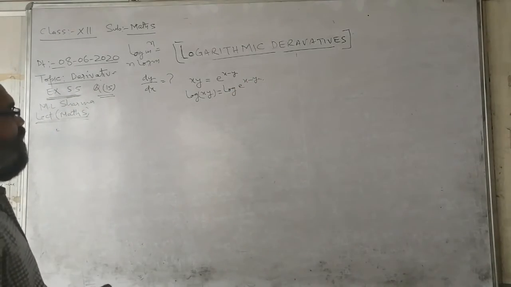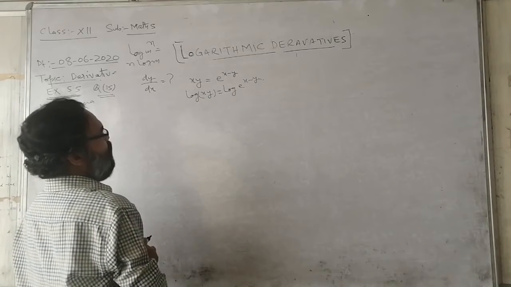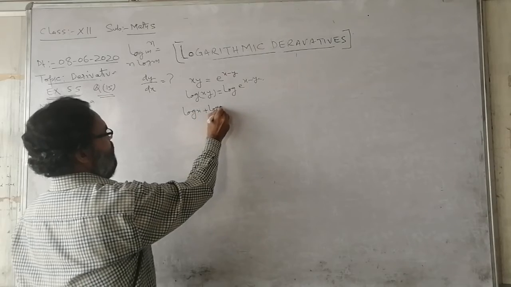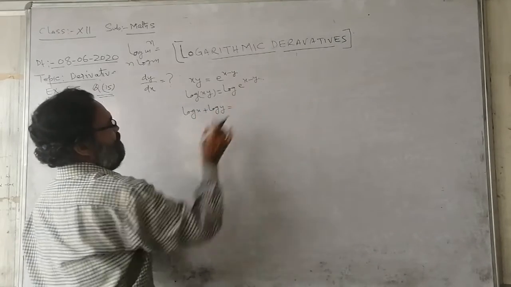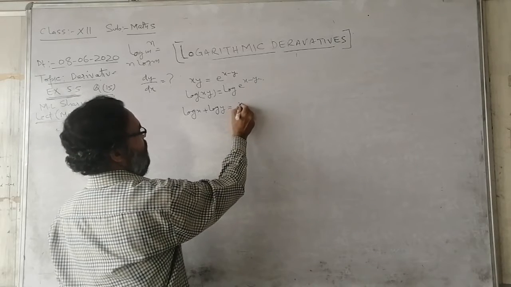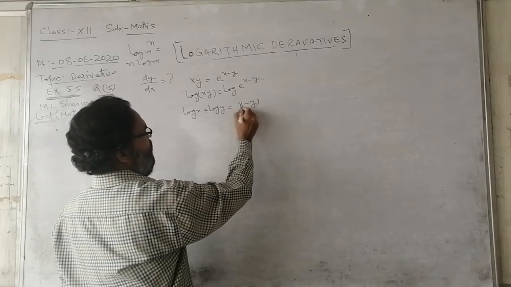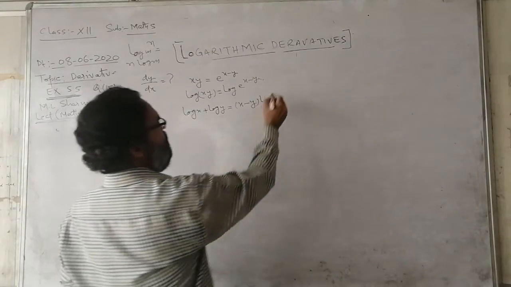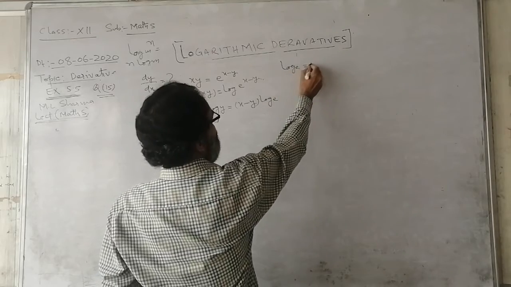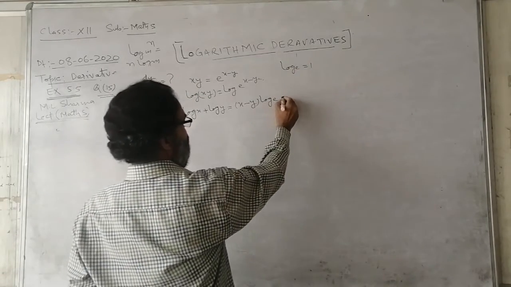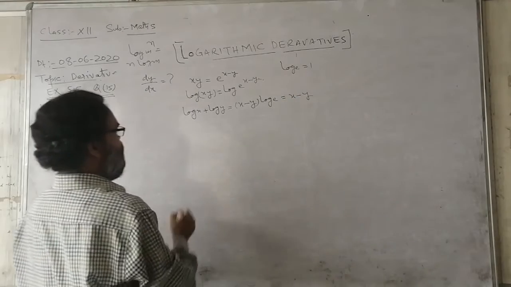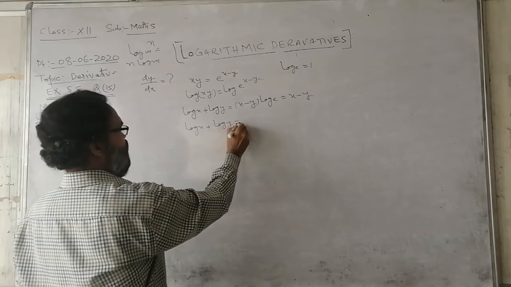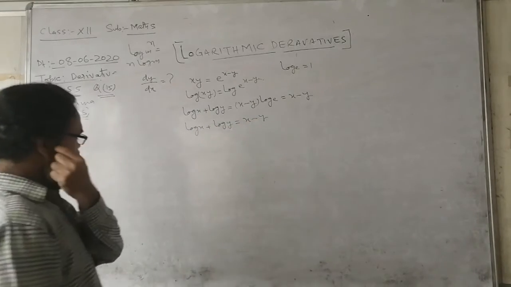So when I apply log, it is the product of log of x, log of y, and here the exponent can be written in this way, and log e is 1. So if I put here the value 1, this will be x minus y, that is, log x plus log y equal to x minus y.